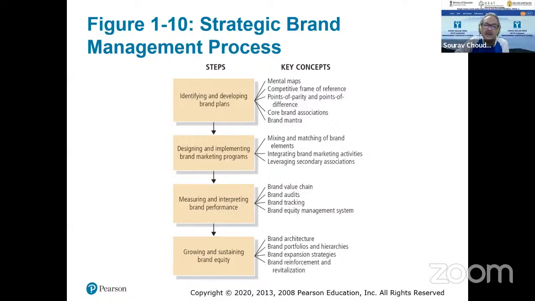This is all identifying and developing the brand plan, and then mixing and matching of the brand elements, आपका color, आपका font, आपका symbol, आपका logo, whatever. ठीक है? Marrying, mixing that, integrating brand marketing activities. So आप सारा जो marketing activity around that brand, starting from उसका product बनाना, उसका pricing, उसका distribution, उसका communication, everything. ठीक है? That's implementing the marketing program. And finally, leveraging secondary association. Okay, basically, आप उस ब्रांड को और किसके साथ एसोसिएट कर सकते हो, ठीक है?